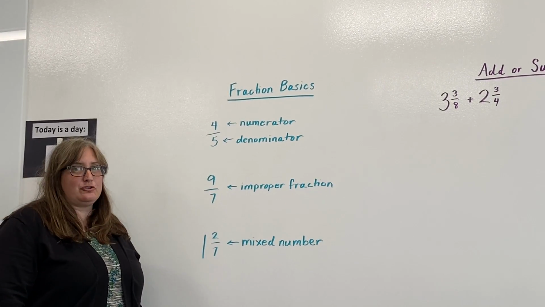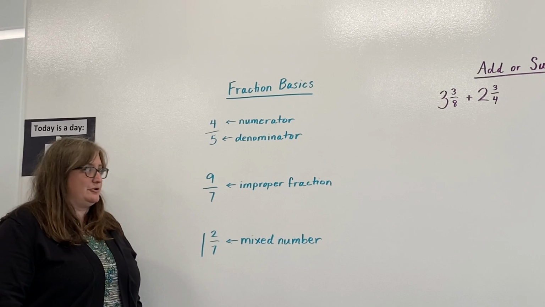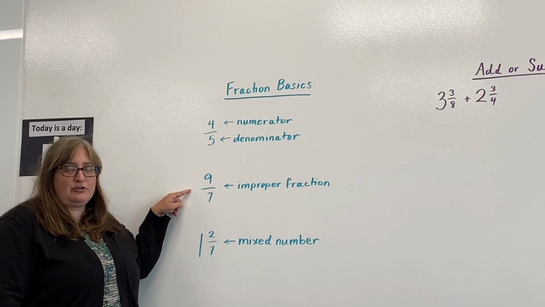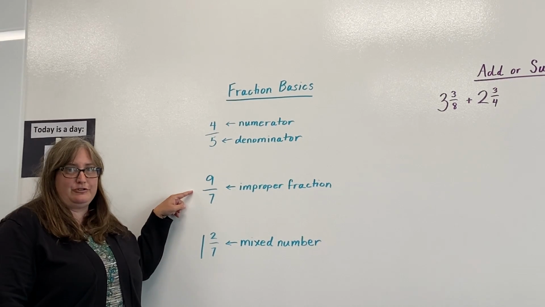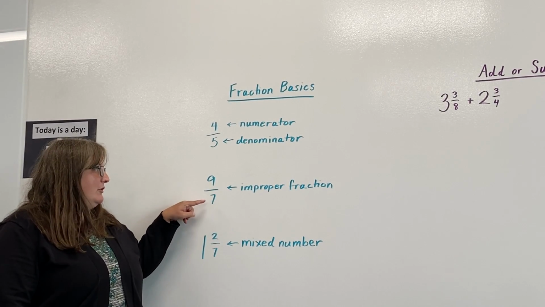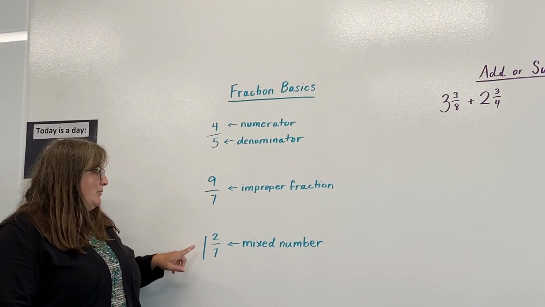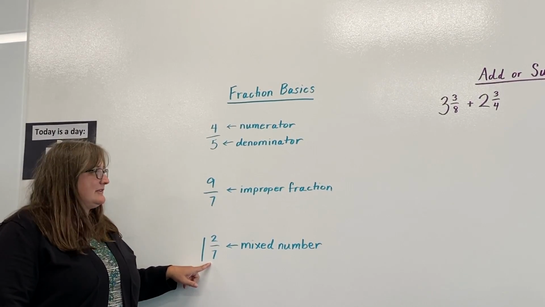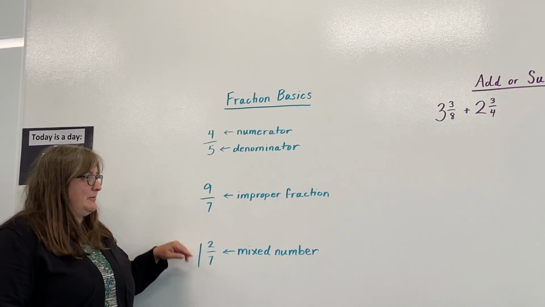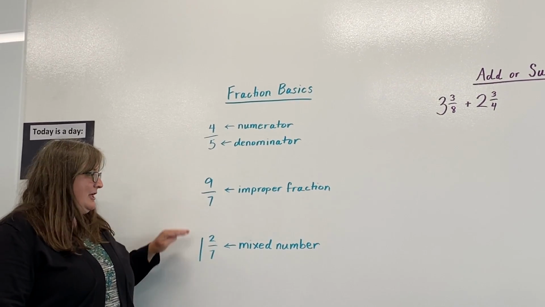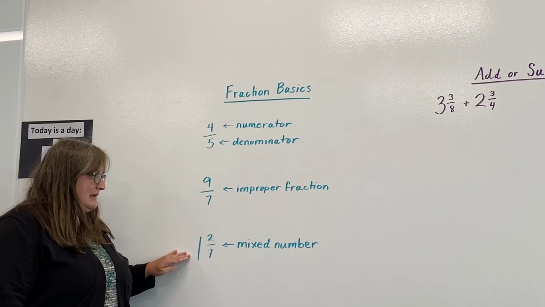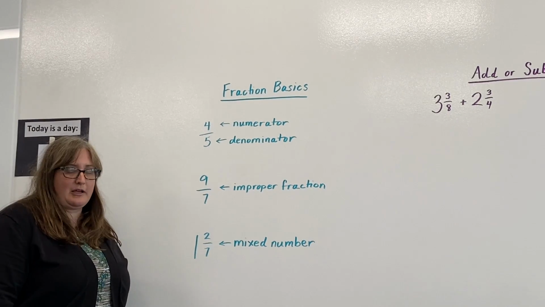When you have a fraction where the numerator is larger than your denominator, that's an improper fraction. If this is your final answer, you should change it to a mixed number. So 7 parts go into 9 once with 2 parts left over. So 1 2/7 is the mixed number that is equivalent to the improper fraction of 9/7. But this is how you would want to write your final answer. This is your mixed number. So let's try a couple of problems.